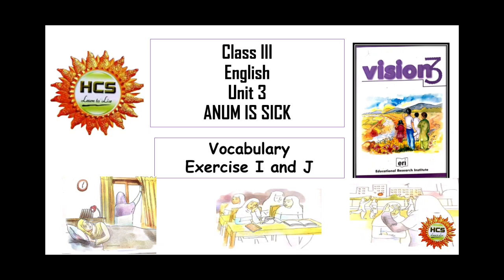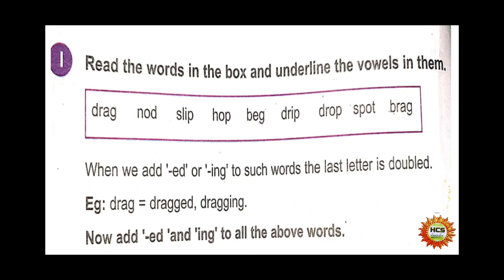I hope you have seen the last lecture and you have completed exercise F and exercise G of the vocabulary portion. Today we will discuss and solve exercise I and exercise J. So take out your vision books and open up page number 64. Read the words in the box and underline the vowels in them. You have to solve exercise I by yourself.